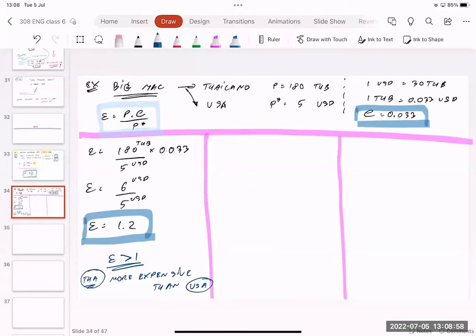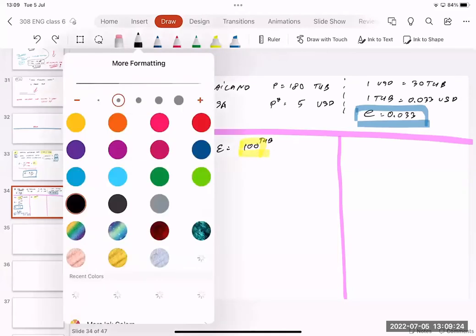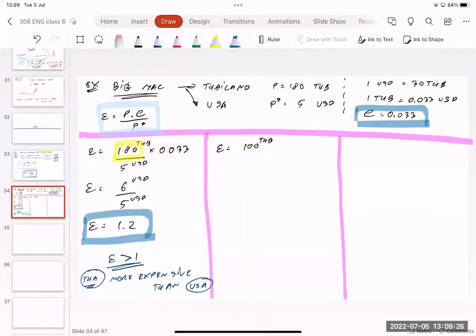Next one, let me try to change the number. Right now, assume that the Big Mac in Thailand is just 100 baht, instead of 180. The Big Mac in USA is still the same, 5 US dollar.